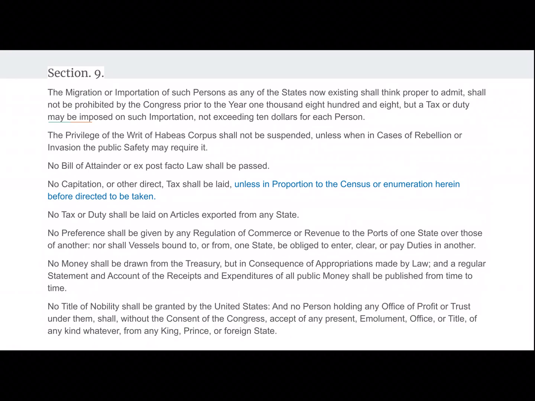So it's basically saying you can't tax people moving from other states. Yeah, everyone is allowed to move between them. All states are considered equal, and nobody gets to be princes, barons, or dukes in the United States. Nobody gets these titles of nobility, and you can't accept anything from kings, princes, or foreign states, to avoid potentially being corrupted by them. All right?